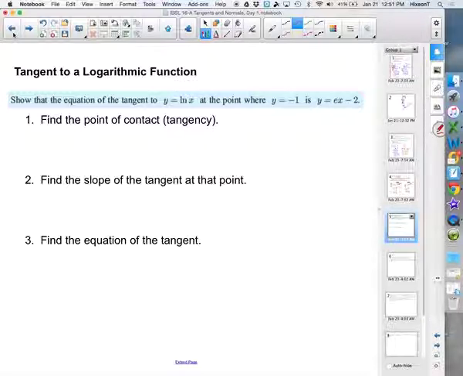Now, first thing we want to do is find that point of tangency, or the point of contact. They're telling us they want it to be when y equals -1. So, let's think this through. If y is -1 and -1 equals ln of x, what is x? It's going to be -1. Negative e? Negative e. We're getting warmer.